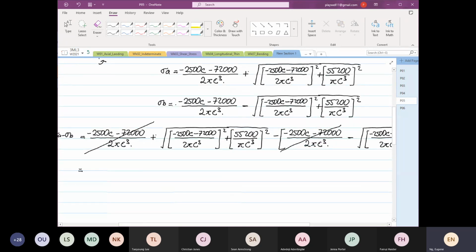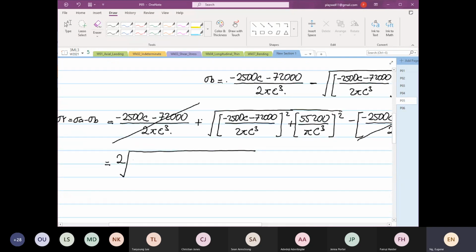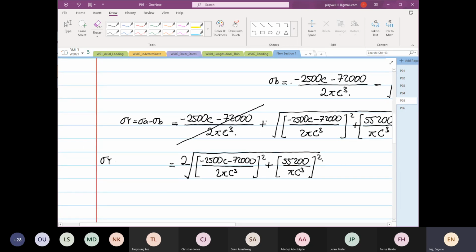So this will be equal to the square root, twice. Okay, twice. So this will be the square root of minus 2500 C minus 72,000 divided by 2 pi C cube, and this thing squared, plus 55,200 over pi C cube squared. Okay, so this is equal to your stress Y, or your stress is equal to stress A minus stress B, right?